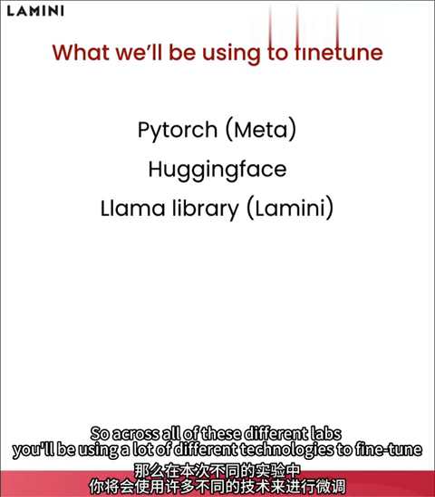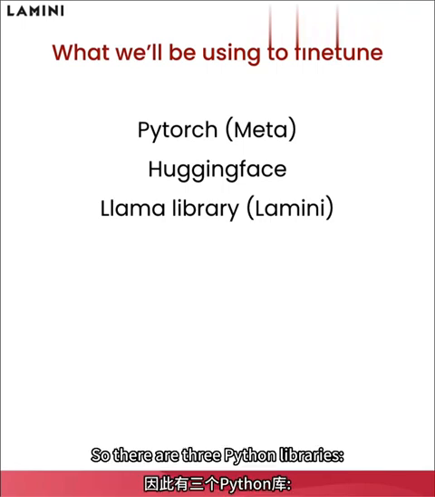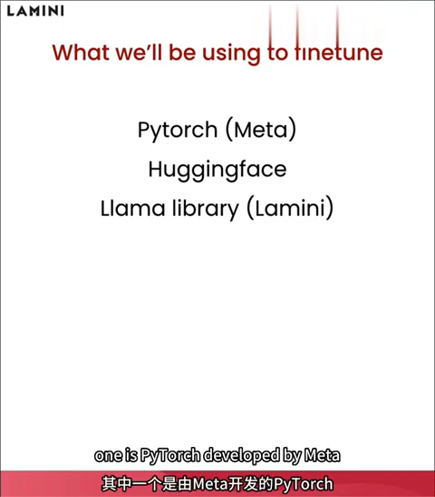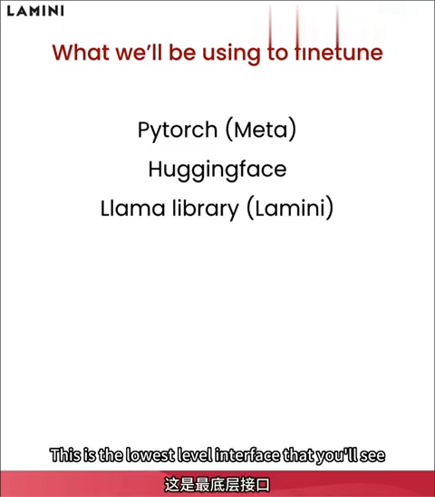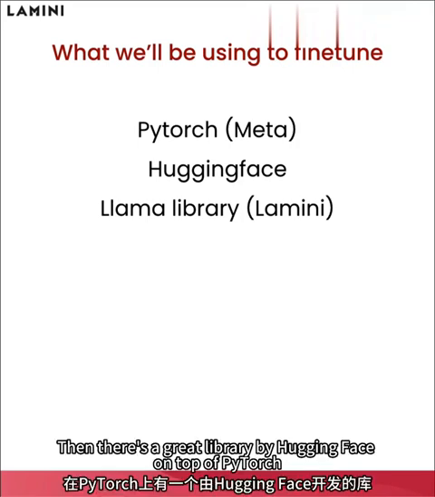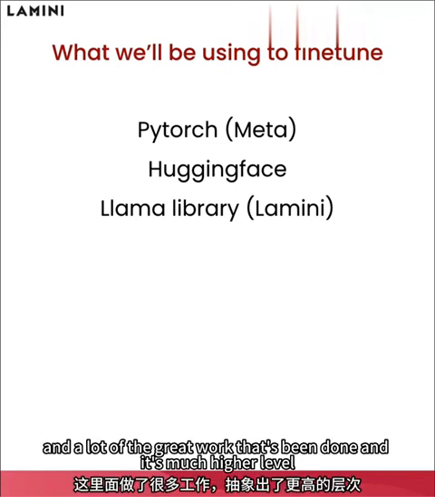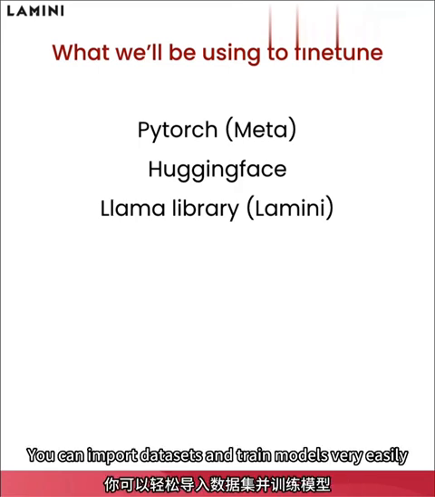All right, so across all of these different labs, you'll be using a lot of different technologies to fine-tune. So there are 3 Python libraries. One is PyTorch, developed by Meta. This is the lowest level interface that you'll see. And then there's a great library by Hugging Face on top of PyTorch and a lot of the great work that's been done. And it's much higher level. You can import data sets and train models very easily.